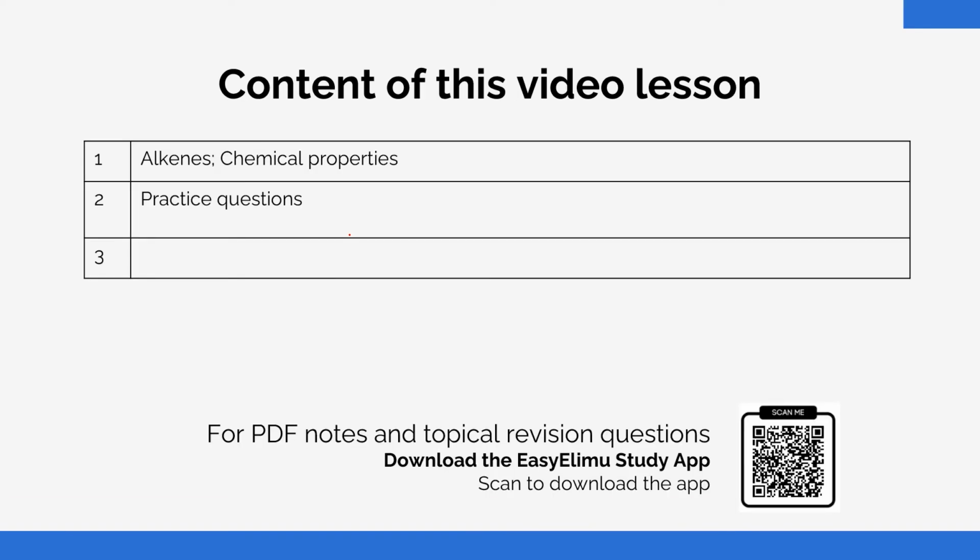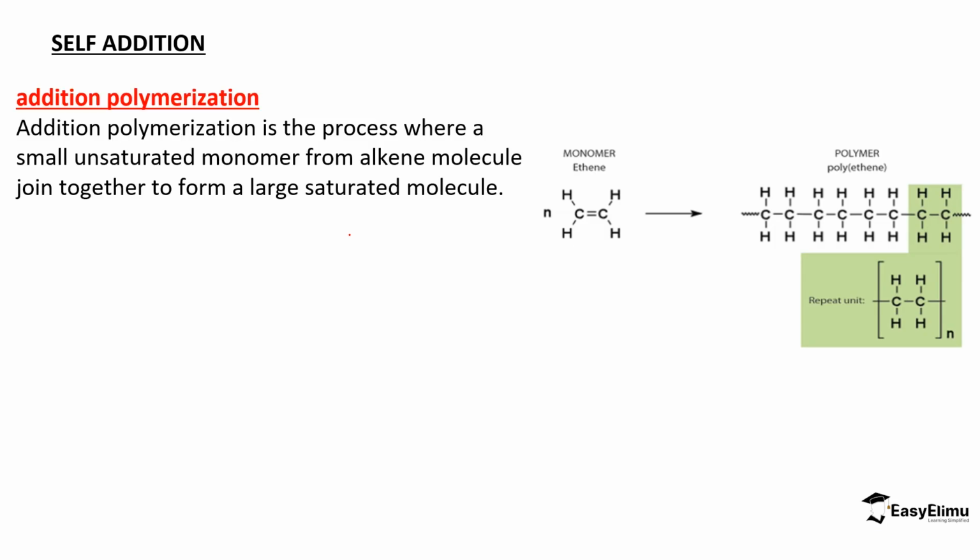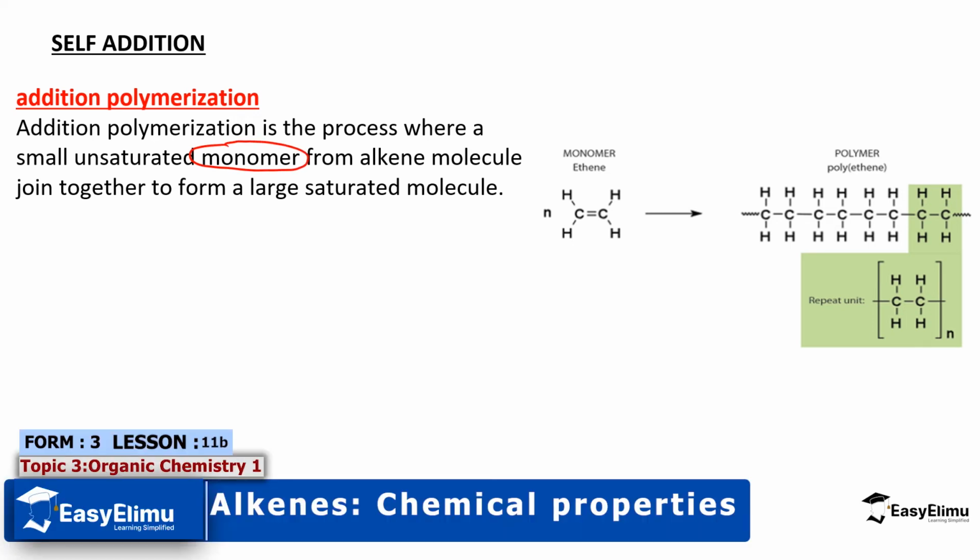For today, we are going to look at polymerization and reaction with oxidizing agents, and then we are going to look at a few uses and do some questions. First of all, self-addition or addition polymerization is a process where small unsaturated monomers, so you note the word monomer because you're going to be using it in this process, from alkene molecules join together to form a large saturated molecule.